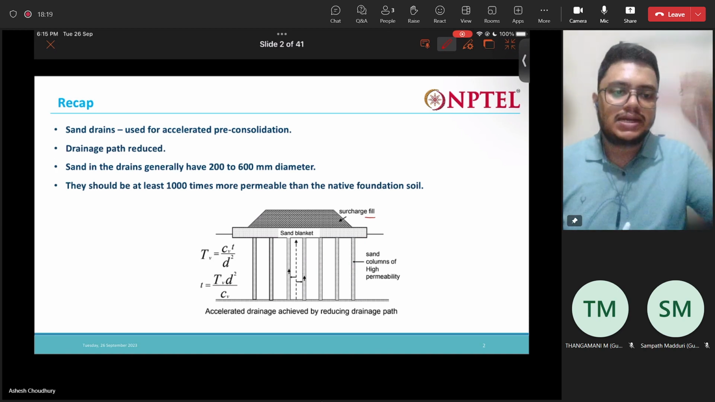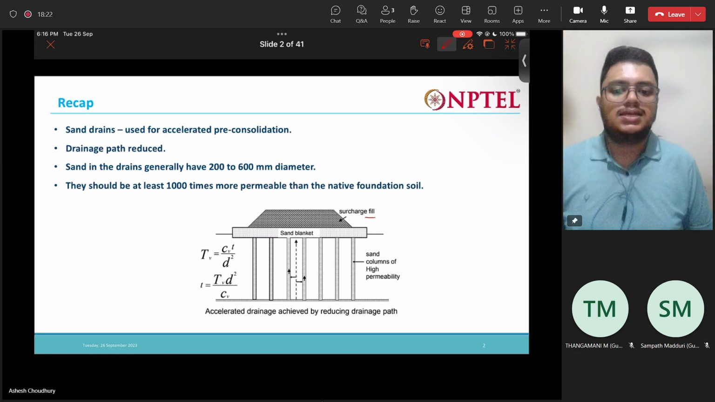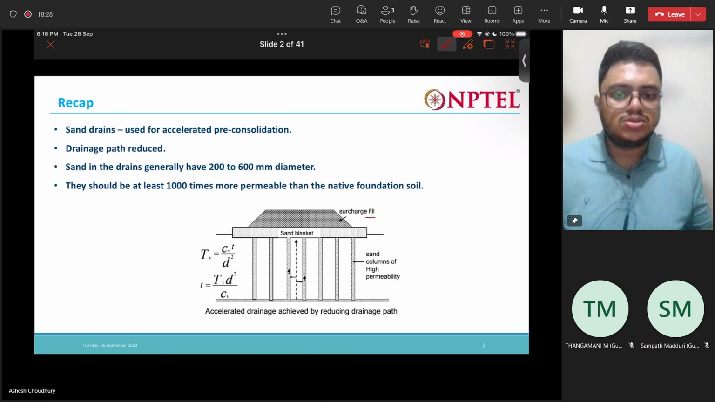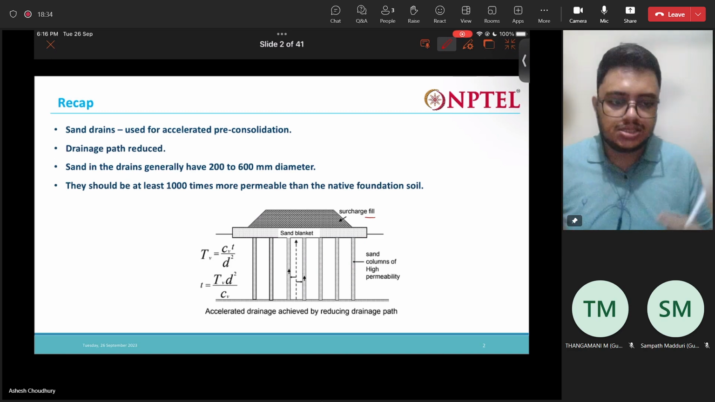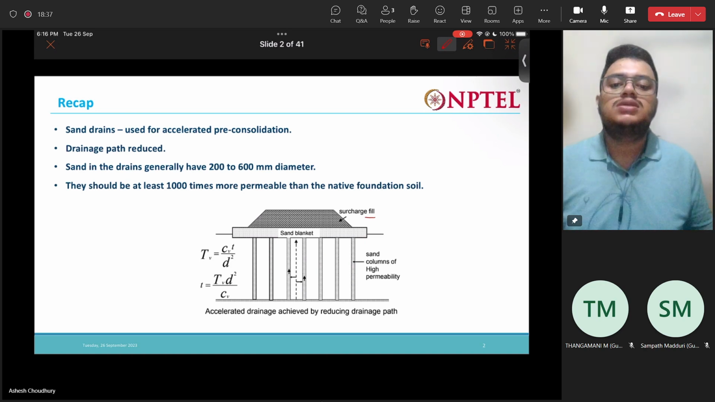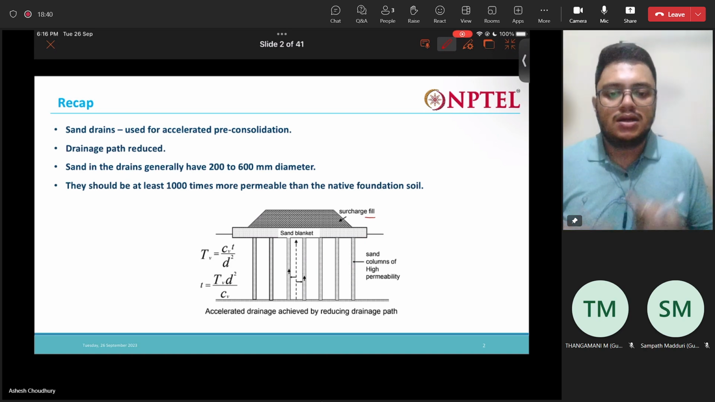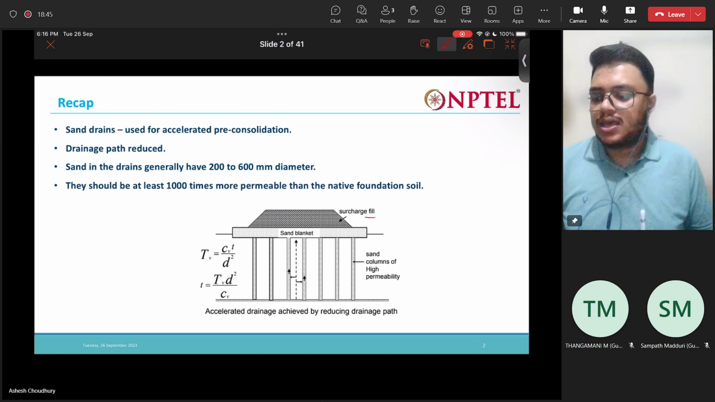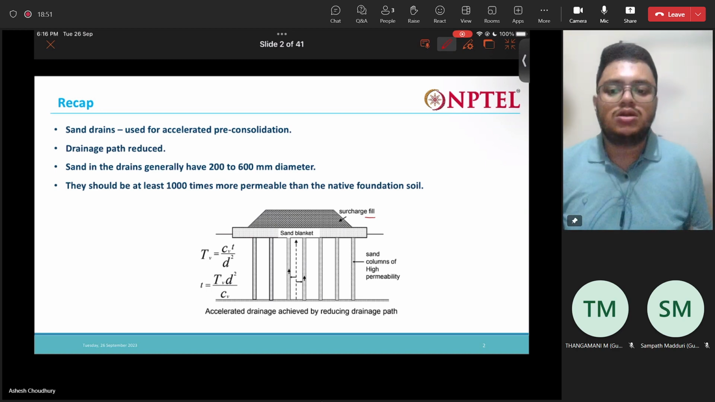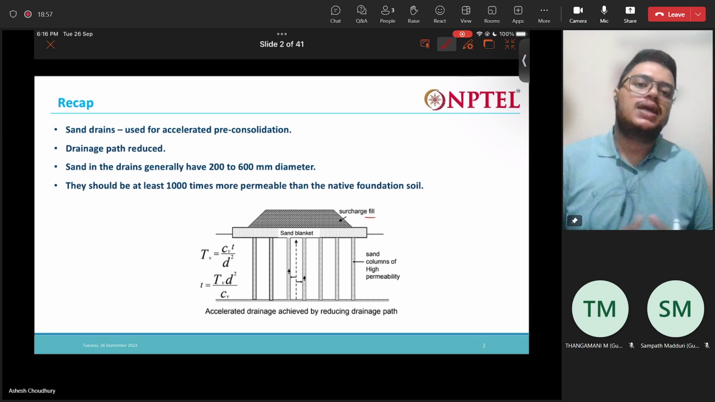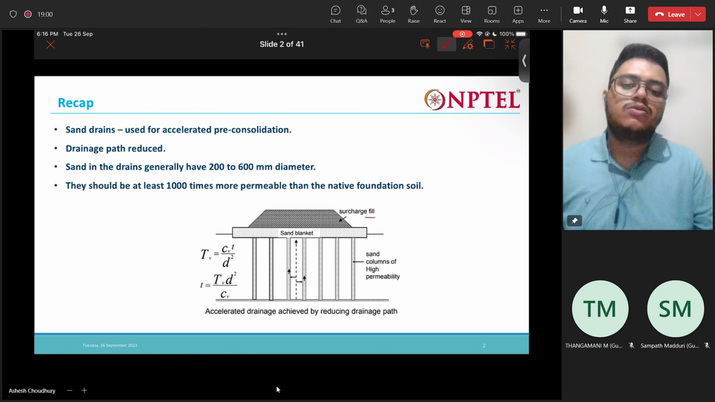So what are sand drains? Sand drains are cylindrical drains made up of sand only, sand columns that are constructed into the soil, into the land, so that the drainage path of the water is reduced. If the drainage path of the water is reduced, what will happen? The pore water pressure dissipation will be faster, and as the pore water pressure dissipation will be faster, the consolidation process will get faster. So say previously for 90% consolidation we would have required 10 years.